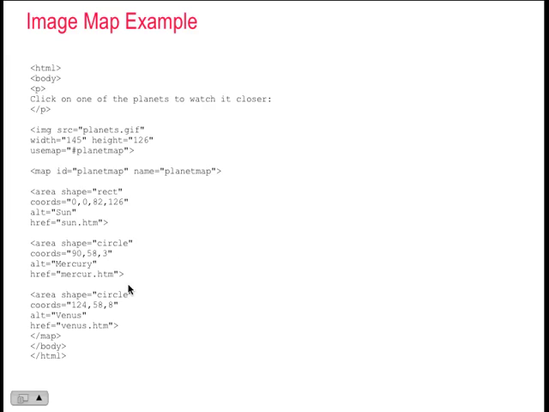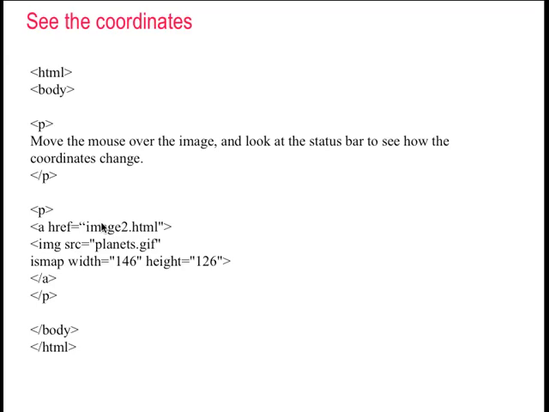And we click on the Mercury, click on the difference of the sun, and then it'll take us and show up the Venus, the Mercury, or the sun HTML page, essentially taking us to the correct location. So, to see the coordinates, you're going to move the mouse over the image and look at the status bar, and if you cut and paste this, it will work in Internet Explorer or in Firefox.